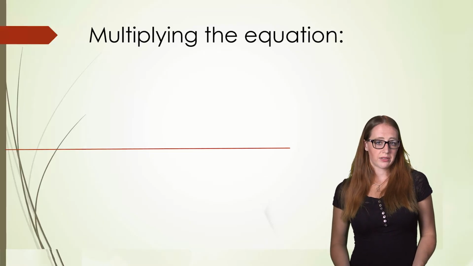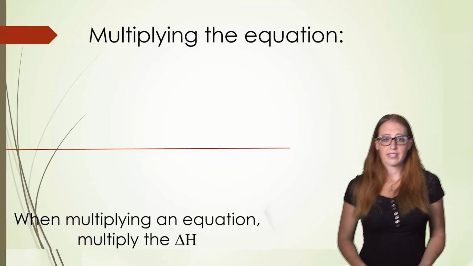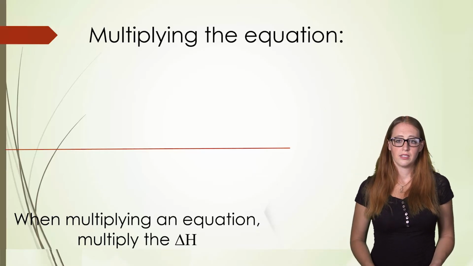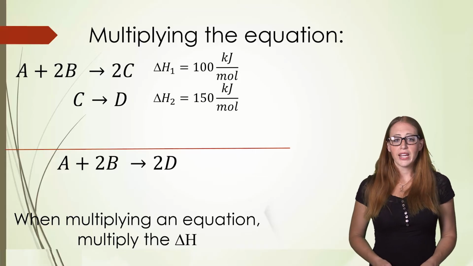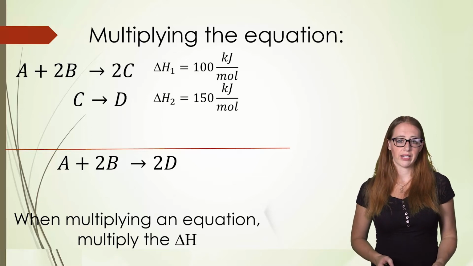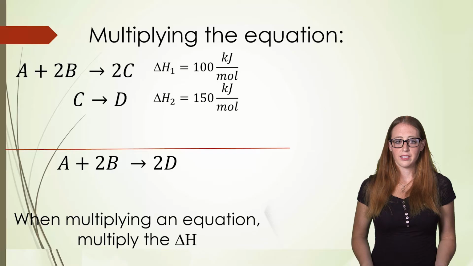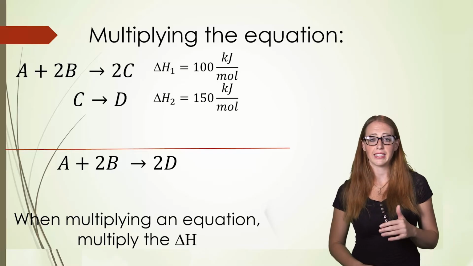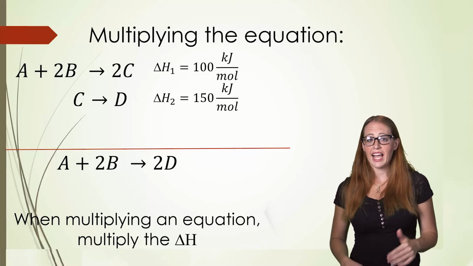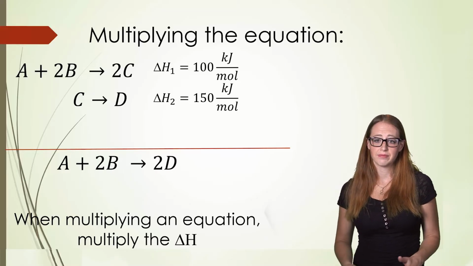If we need to multiply a reaction, then we're also going to multiply the delta H. So let's take this example. If we have these two reactions and we want to get our final reaction, take a minute and look at this before moving on. Now we'd like to solve for the final reaction here, but if we just add them up like we did on the last slide, we're not going to have 2Ds and our C's aren't going to cancel.